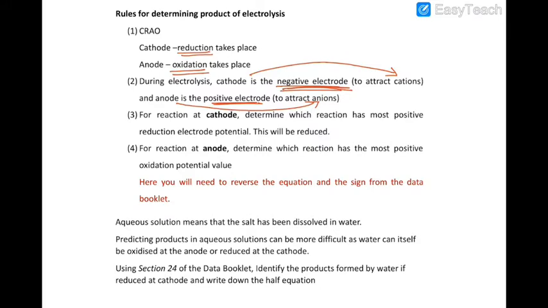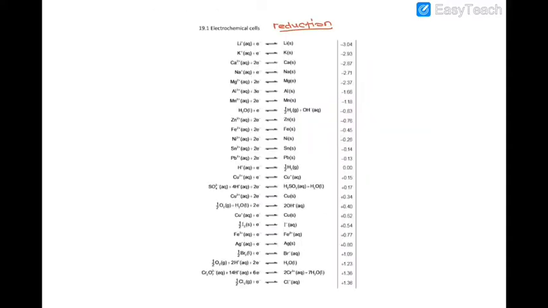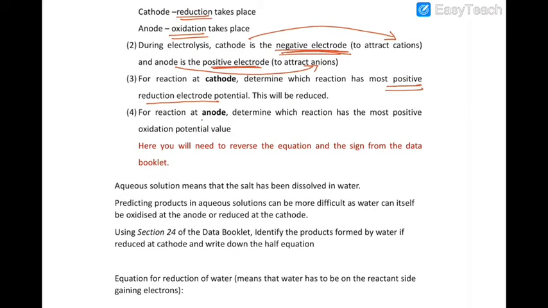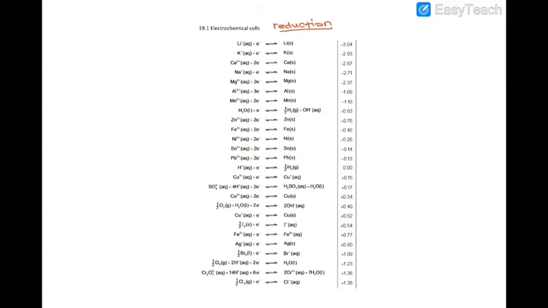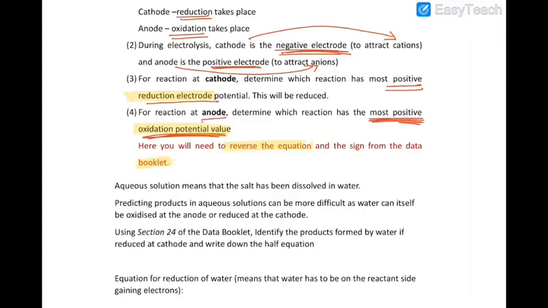Now, to determine the reaction at the cathode, we're going to find the most positive reduction potential from the electrochemical series, while at the anode, we're going to determine the most positive oxidation potential. So that's the difference here. Both are looking for the most positive, but at the cathode we're looking at reduction, at the anode we're looking at oxidation. So we'll need to reverse the equation and flip the sign from the electrochemical series in the data booklet.